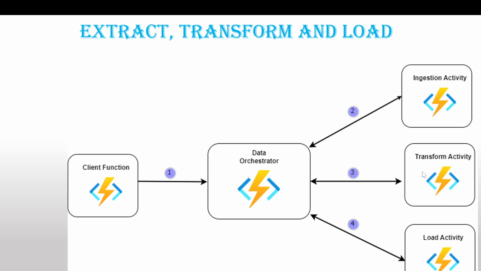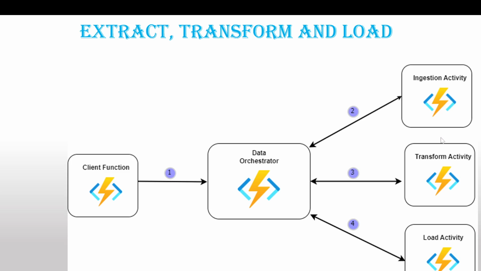This transform activity will perform transformation on this data. The transformation could be like removing the duplicate values, filling the null values with default data, or changing the date format, etc. After transforming the data, the output is sent to the orchestrator function. The orchestrator in turn sends the output of the transform activity as an input to the load activity function. And the load activity could be saving data into the database, or it could be in some storage account, etc. So that is how the flow works.